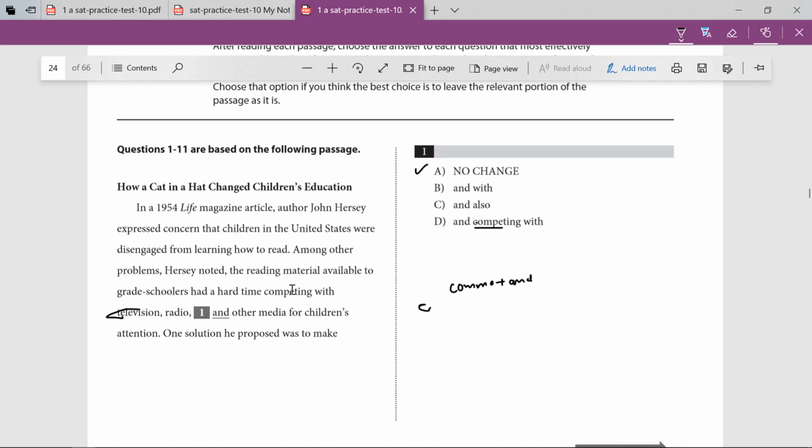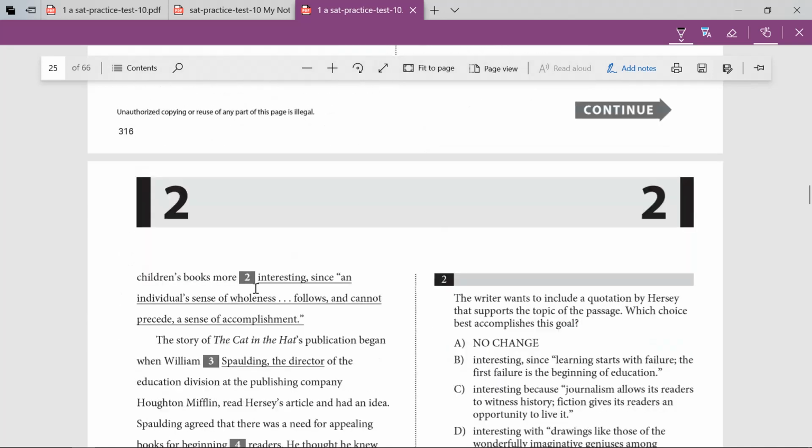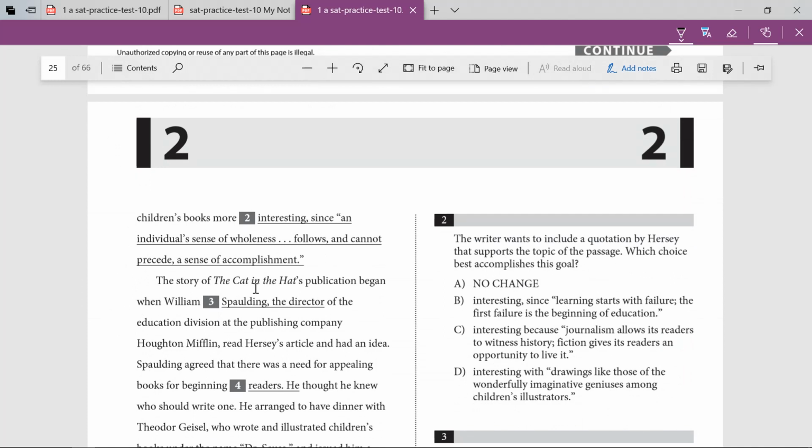The point is that he wants to make the reading process very interesting, and the problem he's facing is that there is a competition from TV and other media, which he's finding a little difficult. So kids are not paying attention to books because they find TV and other media to be far more engaging. All right, so let's see what the question is. The writer wants to include a quotation from this author that supports the topic of the passage. Okay, so we want to make it interesting. That's the topic. Let me just see what the context is here.